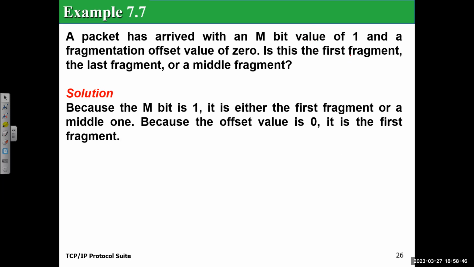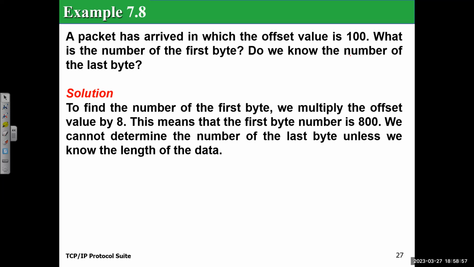M has value 1 and the fragmentation offset value is 0. We just answered that. That means it's the first fragment, correct? Yes. Okay, a packet has arrived in which the offset value, that's a nice question, what is the offset value? 100. What is the number of the first byte? Do you know the number of the last byte?